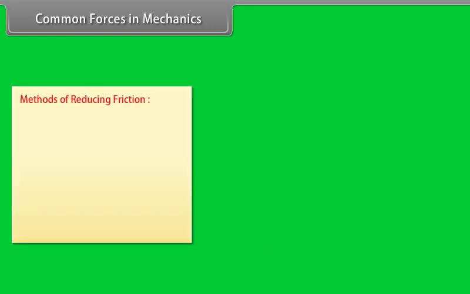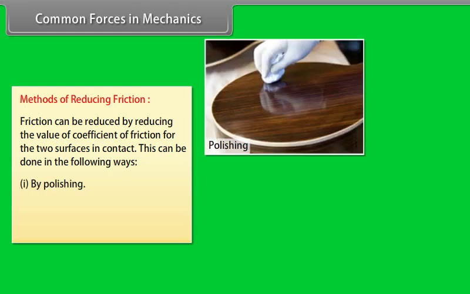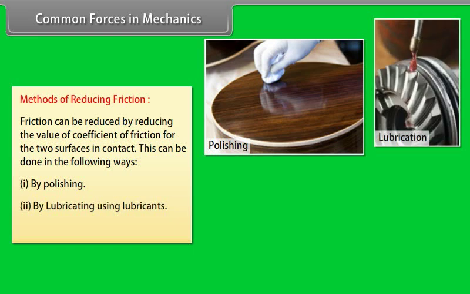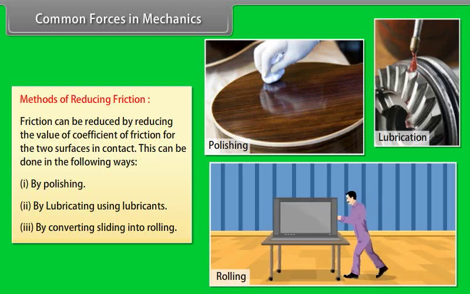Methods of reducing friction. Friction can be reduced by reducing the value of coefficient of friction for the 2 surfaces in contact. This can be done in the following ways. Number 1. By polishing. Number 2. By lubricating using lubricants. Number 3. By converting sliding into rolling.